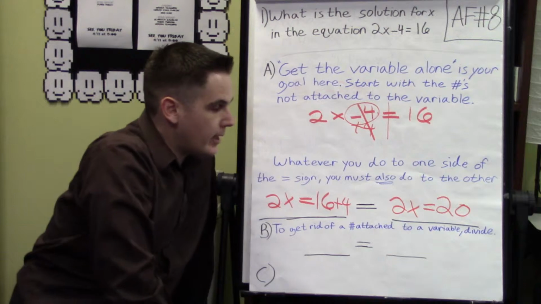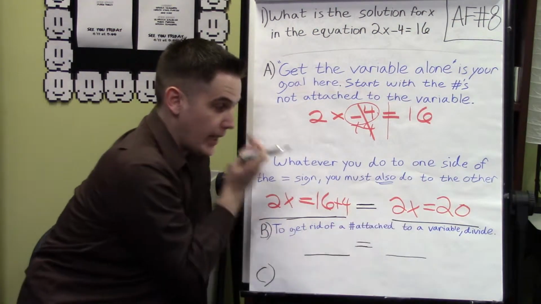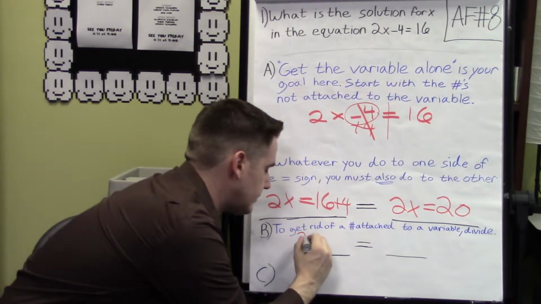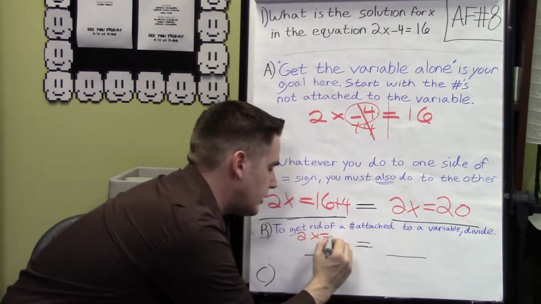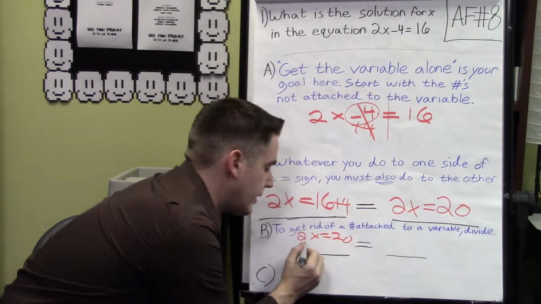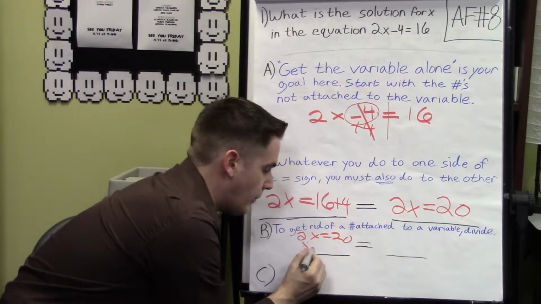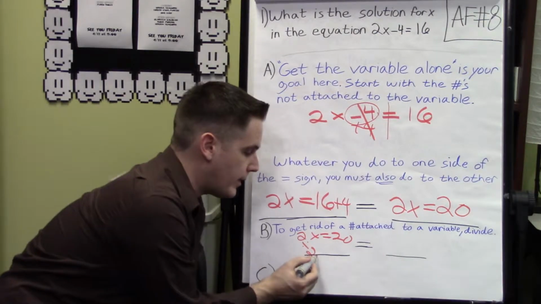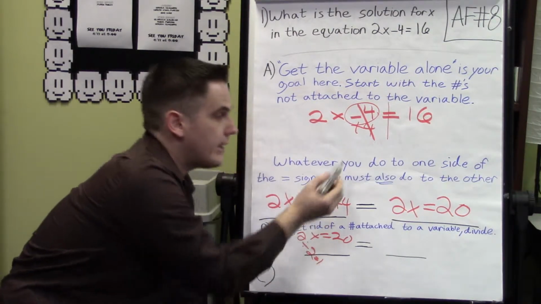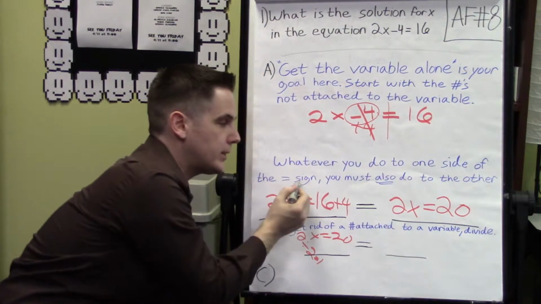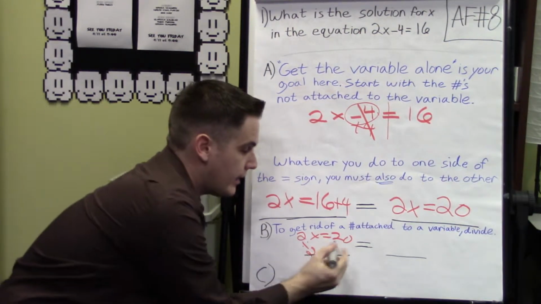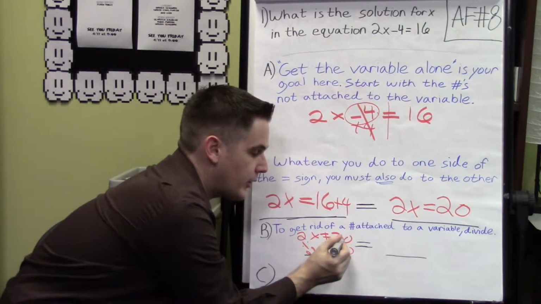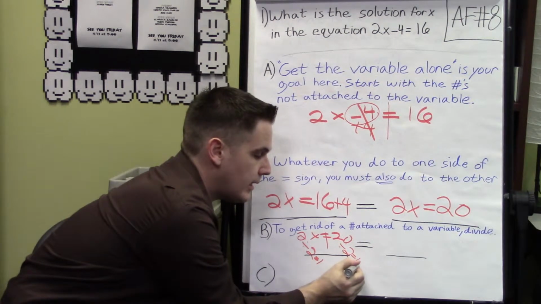Now, to get rid of a number that's attached to a variable, like this 2 right here, you have to divide. So, 2x equals 20. We're going to divide by this number right here. Not a factor, not a multiple, just the number you see here. 2 divided by 2 equals 1. And then this rule right here still applies. Whatever you do to one side of the equal sign, you must also do to the other. So if we divided by 2 on this side, then we're going to divide by 2 on this side. 20 divided by 2 equals 10.